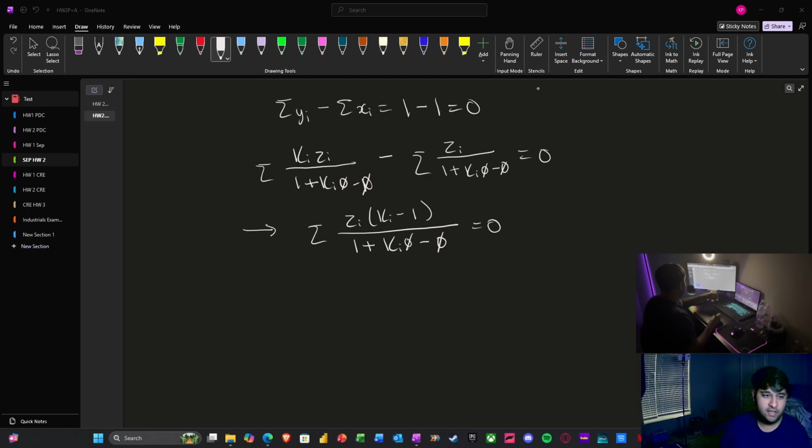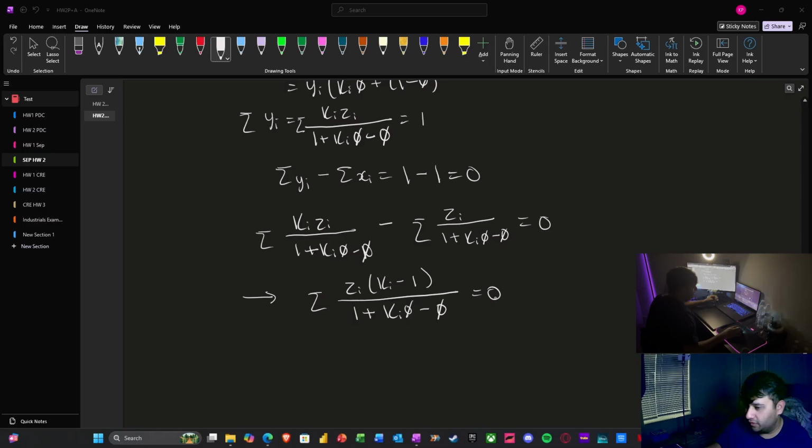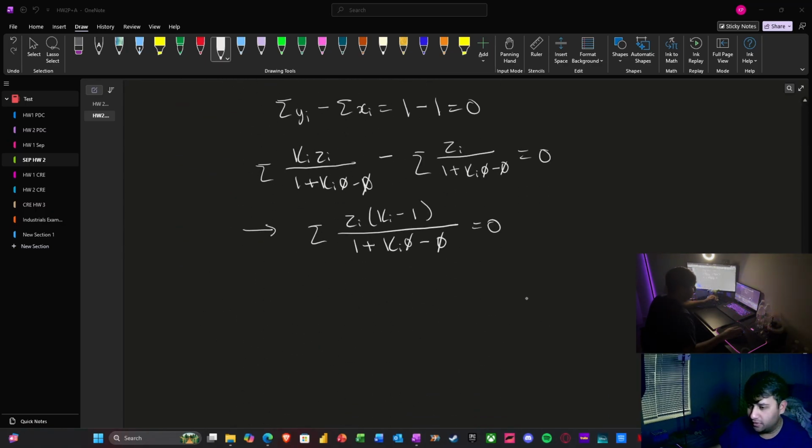And the significance of this equation is that this is the equation we're going to use in Colab, and this basically states our monotonic function, which basically means it's constantly increasing or decreasing. And this is how we're going to determine an accurate guess for our vapor mole fraction, and we're also going to use this to help determine whether that guess is accurate or not.